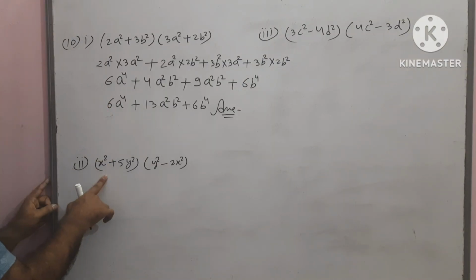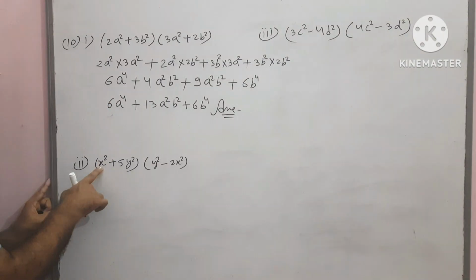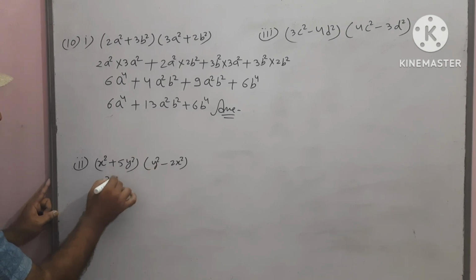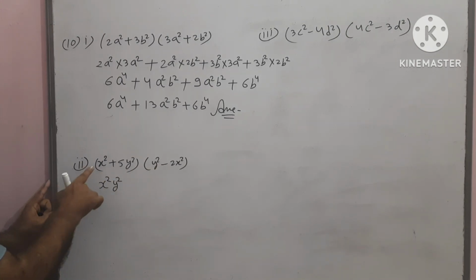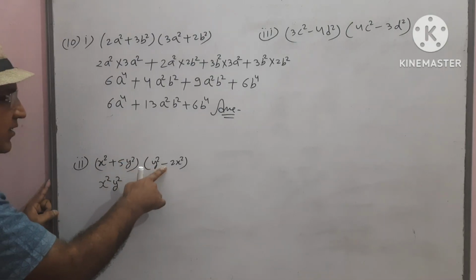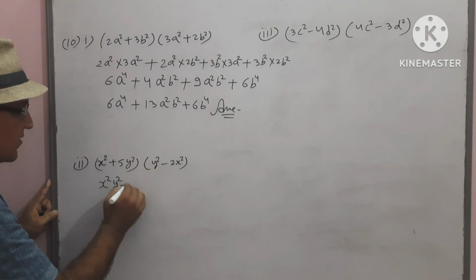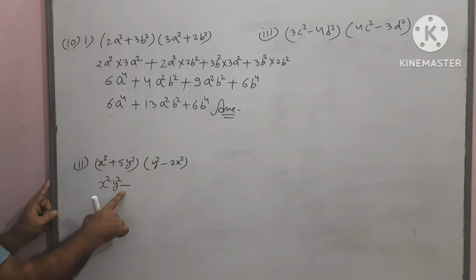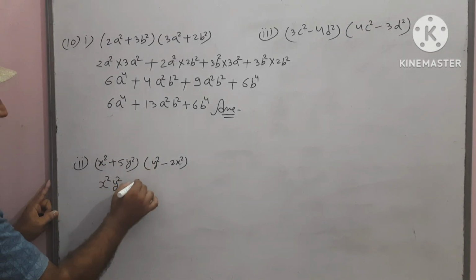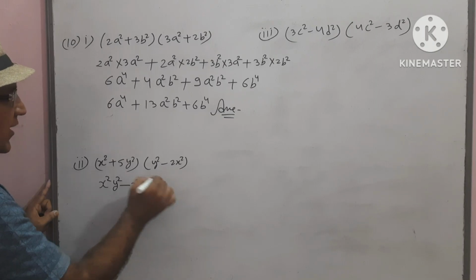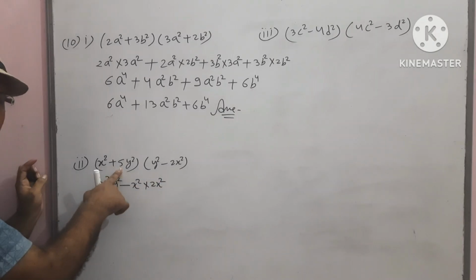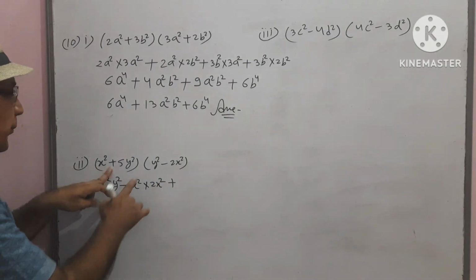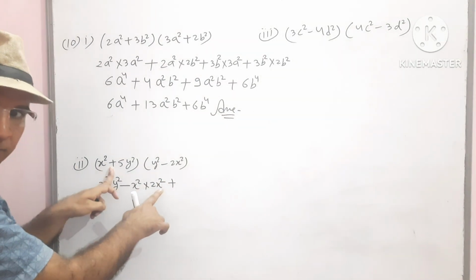Same process we are going to follow here also. Plus x square is multiplied with plus y square, so we will get x square y square. Now plus x square is multiplied with minus 2x square, so our answer is negative here. Because plus into minus becomes minus. Then x square into 2x square. Now plus 5y square is multiplied with y square, so we will get plus, because plus is multiplied with plus becomes plus.